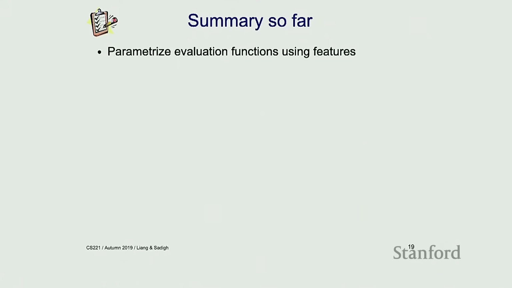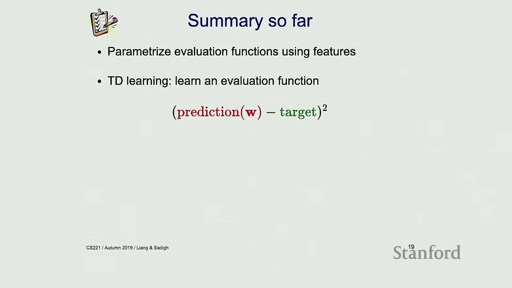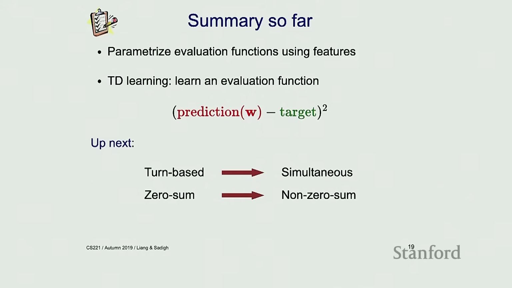All right, so the summary so far is we have been talking about parameterizing these evaluation functions using features. And the idea of TD learning is to look at the error between our prediction and our target and try to minimize that error and find better w's as we go through. All right, so that was learning in games. Now I want to spend a little bit of time talking about other variations of games: the setting where we go from turn-based to simultaneous games, and the setting where we go from zero-sum to non-zero-sum.